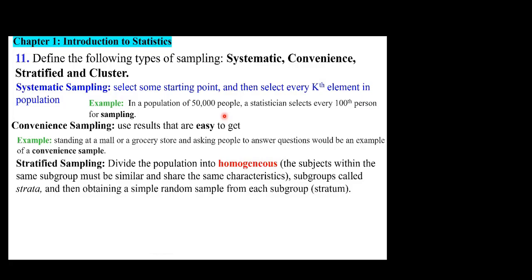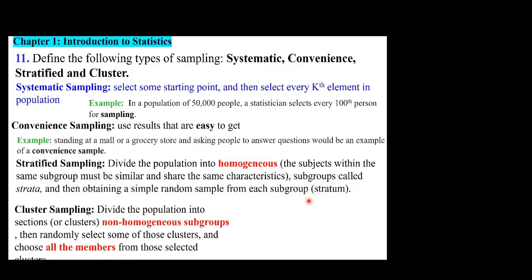Homogeneous meaning the subjects within the same subgroup must be similar and share the same characteristics. Subgroups called strata, and then obtaining a simple random sample from each subgroup strata. Cluster sampling: divide the population into sections or clusters, non-homogeneous subgroups, then randomly select some of those clusters and choose all the members from those selected clusters.